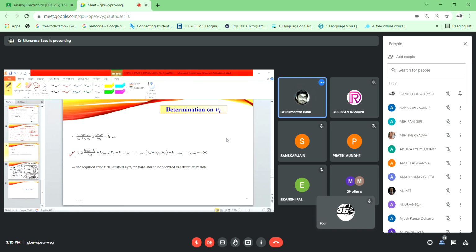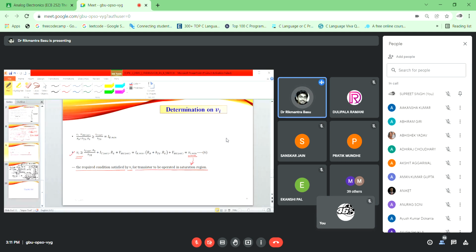Or in other words, VI is greater than or equal to IC sat into RB by HFE plus IC sat into RE plus VBE sat, which is IB minimum into (RB plus HFE into RE) plus VBE sat, which is the VI minimum. This gives you the minimum condition that must be satisfied by VI for the transistor to operate in the saturation region.